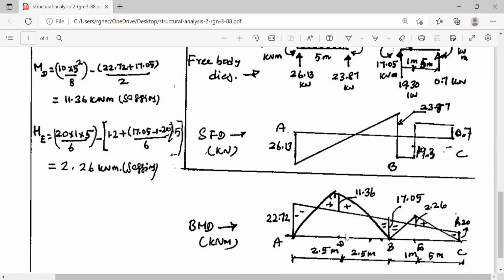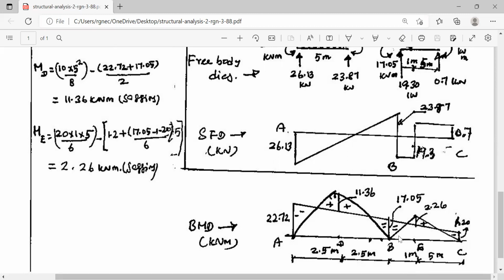This is one fixed end moment, 22.72. This is another fixed end moment, 17.05. The average of these two will be the fixed end moment at D. That is the average of these two. And the final net moment is the difference between the two. So 11.36 kilonewton meter is a sagging moment.